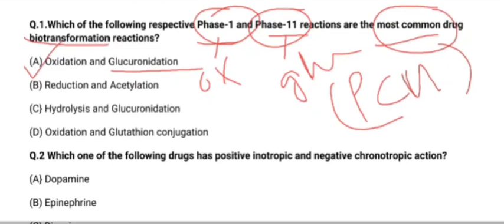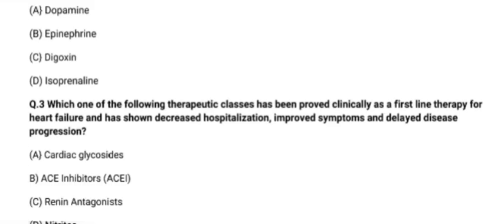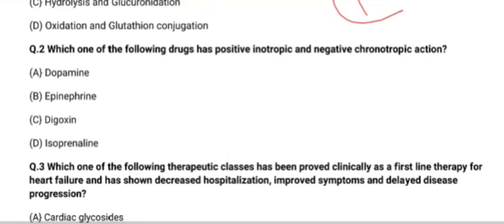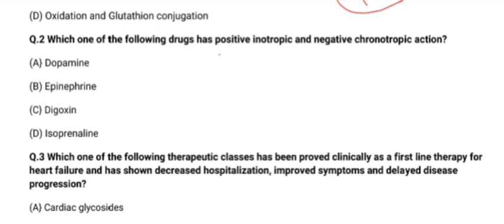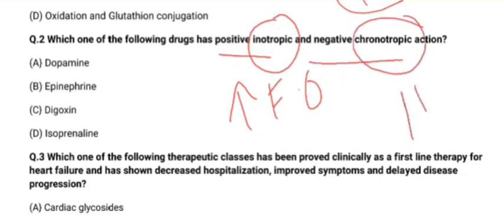Now let us discuss our second question. Which one of the following drugs has positive inotropic as well as negative chronotropic effect? We should know what inotropic effect is. Inotropic effect is increased force of contraction of the heart, and chronotropic effect is nothing but heart rate. So it is positive inotropic effect and negative chronotropic effect.